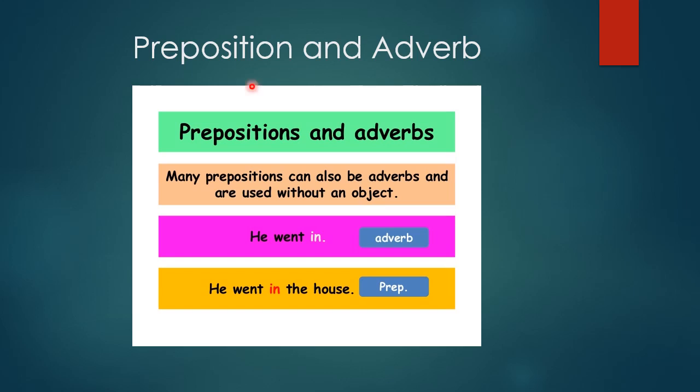Yes. Another important topic is preposition and adverb. They go simultaneously hand in hand. Many prepositions can also be adverbs and are used without an object. First example, he went in, adverb. He went in the house, preposition. So many prepositions can also be adverbs and are used without an object. Clear? Moving next.